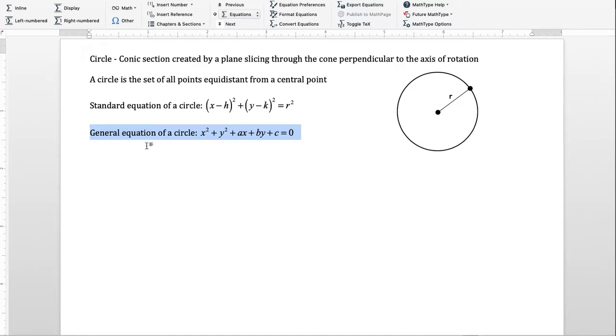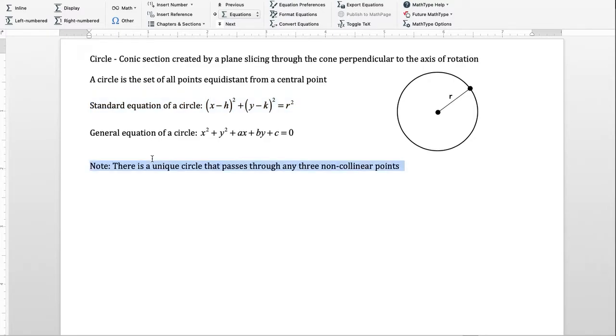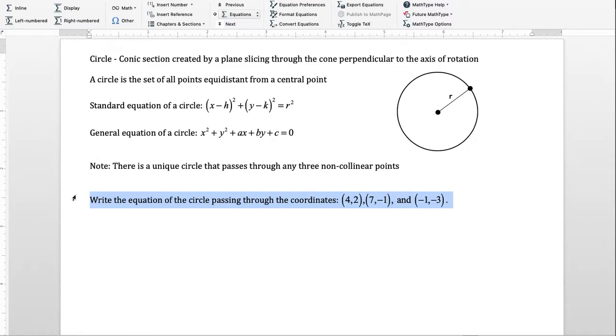We looked last week at using completing the square to turn from the general equation of a circle into the standard equation of a circle, where it is easier to identify the bits. Now today, we're going to take the idea that there is a unique circle that passes through any 3 non-collinear points, those being 3 points that are not all in one line. So here's our task. We want to write the equation of a circle that passes through those given 3 coordinates.